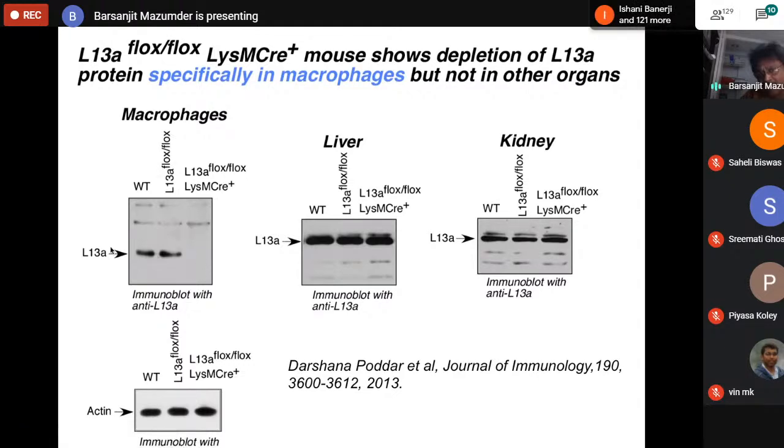We can see that in macrophages of the flox Cre mouse, there is no L13A, but in the same mouse, when we test liver and kidney, L13A expression is not compromised. So that shows that we have indeed generated a macrophage-specific L13A knockout mouse. And we are going to use this mouse to test our hypothesis: what is the inflammatory status of that mouse? Is the inflammation high?